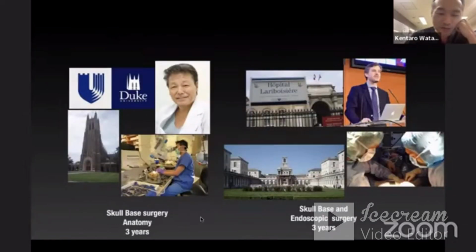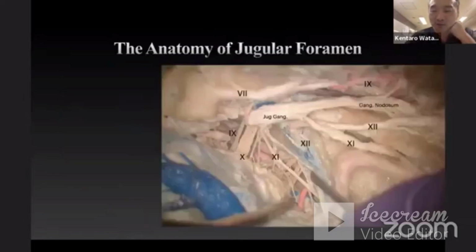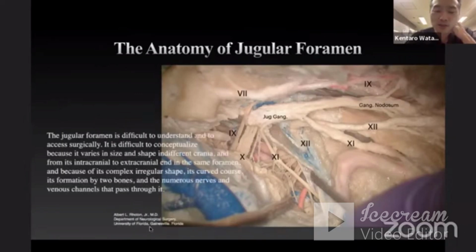In my career, I spent 3 years in the Fukushima fellowship, and then 3 years in the Sebastian fellowship, so I did a lot of dissections in the cadaver lab. Even though I spent a lot of time in the cadaver lab, the jugular foramen is the most difficult and complicated place. This anatomy is very complicated. Albert Rhoton also mentioned that this area is the most complicated.